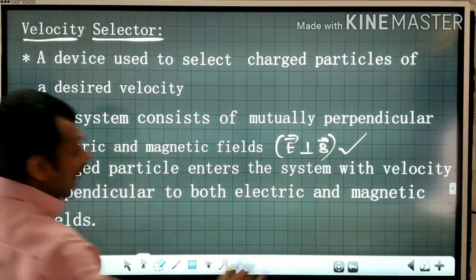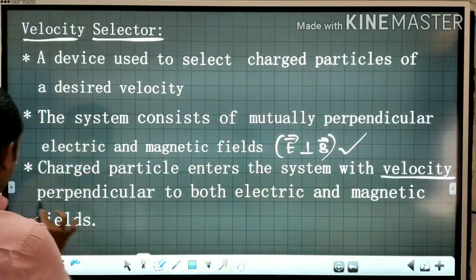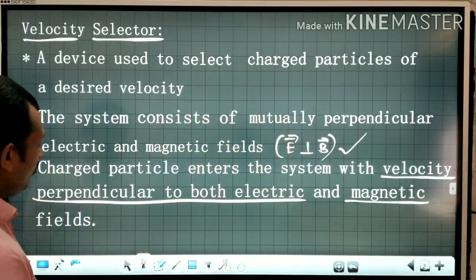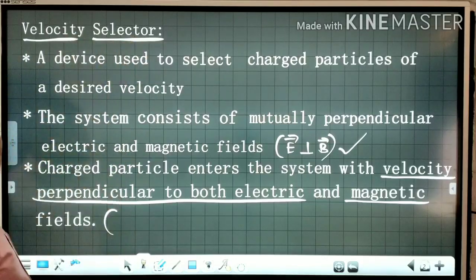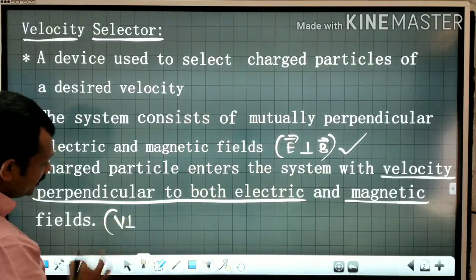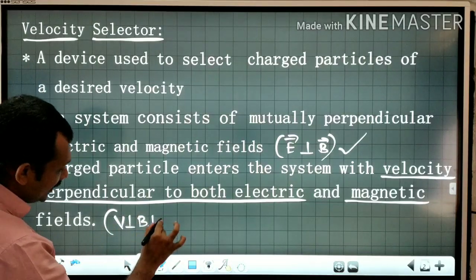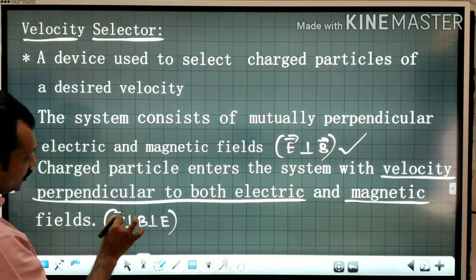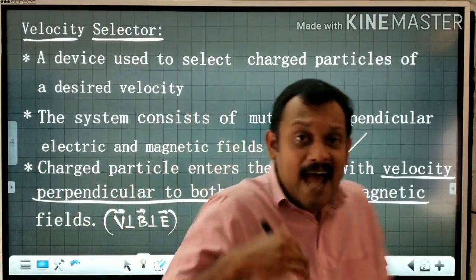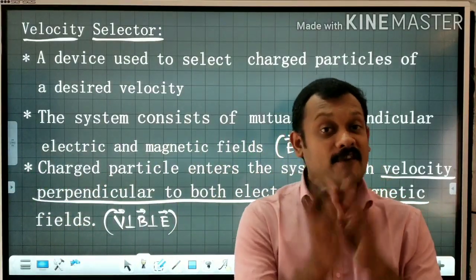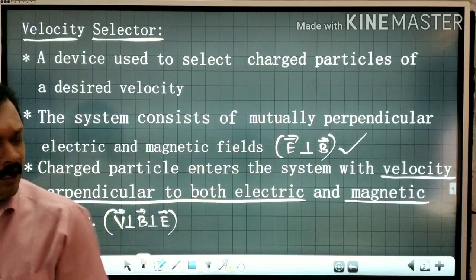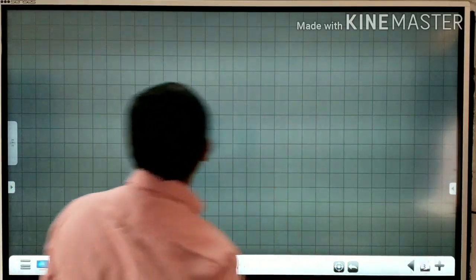So that means the charged particle has a velocity perpendicular to both electric and magnetic fields, which means for the proper functioning of a velocity selector, the velocity of the charged particle is perpendicular to the magnetic field, which is again perpendicular to the electric field. This is very important, I tell you. The velocity is perpendicular to the magnetic field and both are perpendicular to the electric field. Velocity, electric field, magnetic field, all are perpendicular.